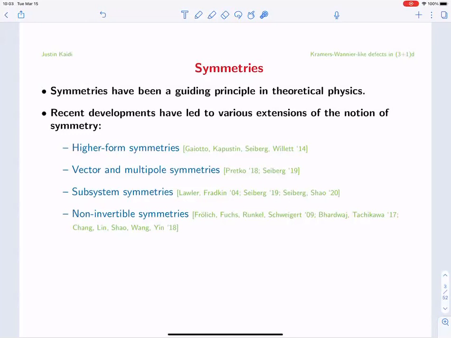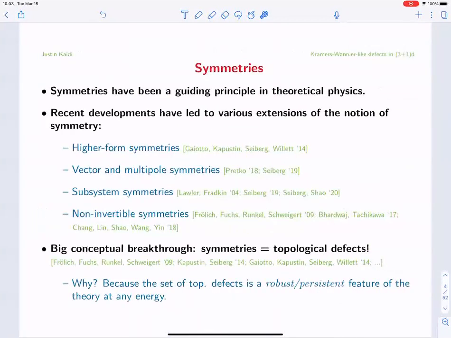Okay, so before giving any details on this, I just want to step back and say that all of these different advances in the notion of symmetry have stemmed from one big conceptual breakthrough, which is that symmetries should be thought of as synonymous with topological defects. And we're going to see a lot about this correspondence in a moment, but for now, let me just give you the basic intuition for why you should think of symmetries as synonymous with topological defects.